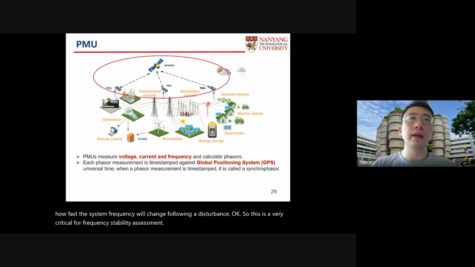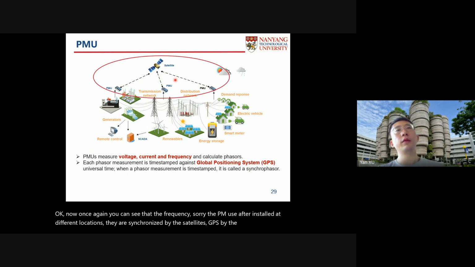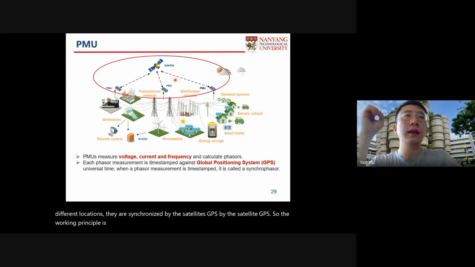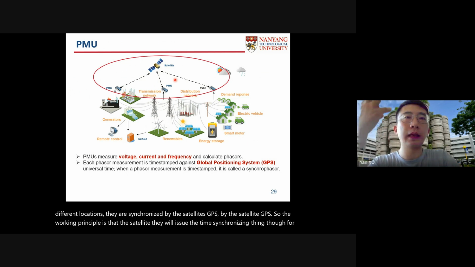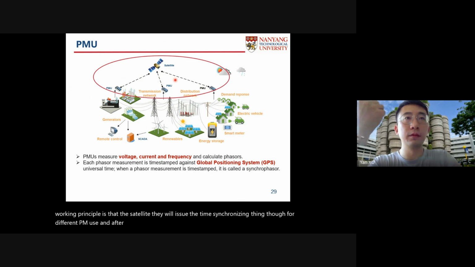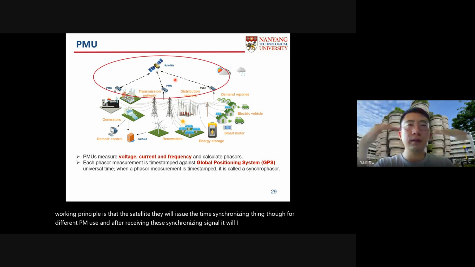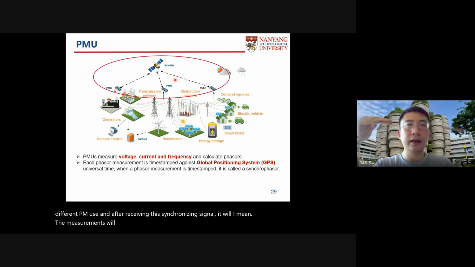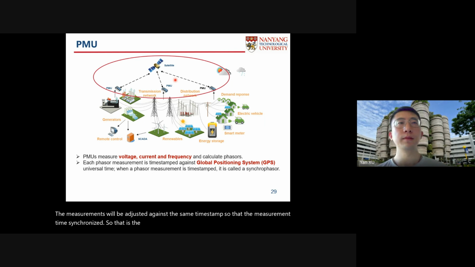Now once again, you can see that the PMUs, after being installed at different locations, are synchronized by the satellite GPS. So the working principle is that the satellite issues the time synchronizing signal for different PMUs, and after receiving this synchronizing signal, the measurement will be adjusted against the same time stamp, so that the measurements are time synchronized. So that is the basic principle.